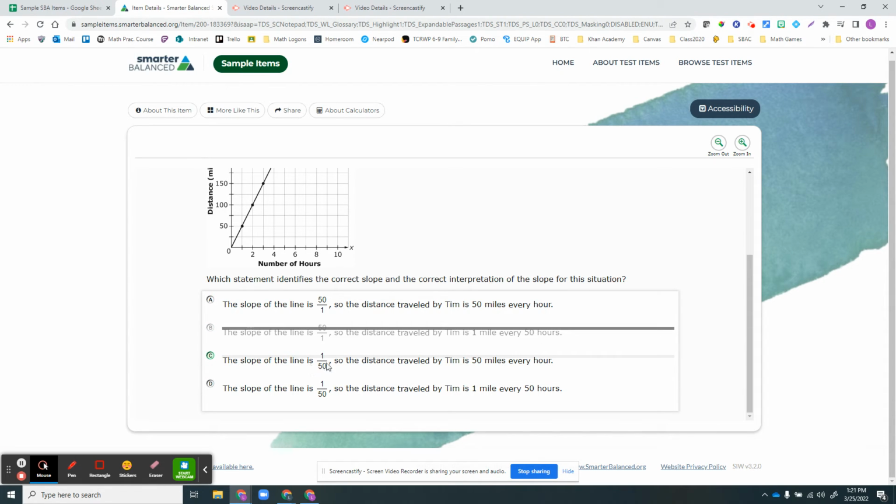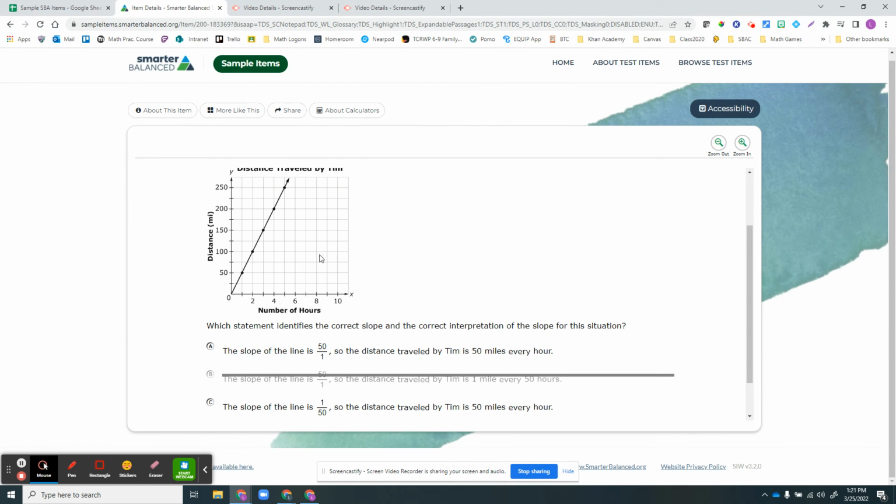The slope of the line is 1 over 50, so the distance traveled by Tim is 50 miles every hour. Okay, that's a possibility. The slope of the line is 1 over 50, so the distance traveled by Tim is 1 mile every 50 hours. Again, this last one is an unreasonable answer. Okay, so now we're just down to 2. Love that, 50-50, okay?